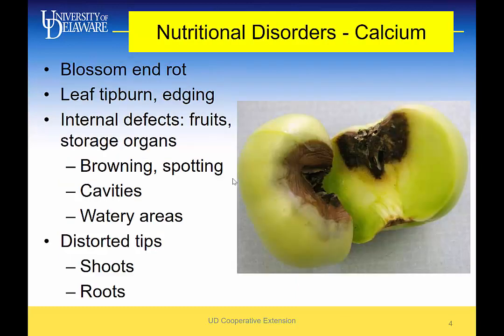So I'm going to start off with one that we have a lot of problems with in fruits and vegetables, which is calcium disorders. This generally isn't a problem in field crops, but it is in fruits and vegetables. Some more common disorders are blossom end rot in tomatoes, peppers, sometimes in melons, leaf tip burn and edging in crops like lettuce and spinach. And then we'll get internal defects in fruits and storage organs, such as browning, spotting, cavities, watery areas, or we'll get distorted tips, shoots, and roots.